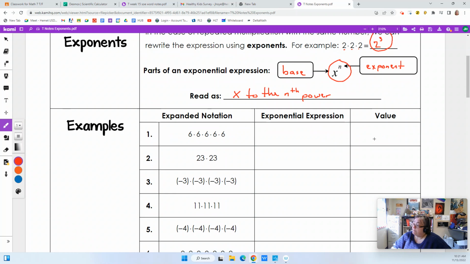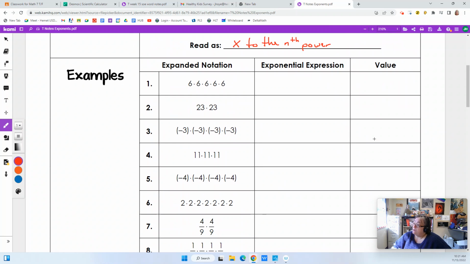So when we're looking at problems like this, we're going to write it. On your homework sheet, you're going to have a chart like this where you're going to have to fill out the exponential expression and then the value. So when we write this, we know that 6 is the base. We've got 6 times 6 times 6 times 6 times 6. So we know that the base is 6, and we just have to count how many times it's being multiplied. 1, 2, 3, 4, 5. So it's going to be 6 to the 5th power.